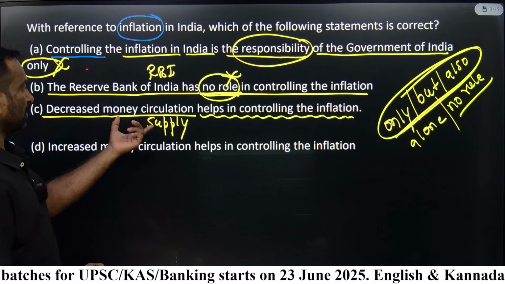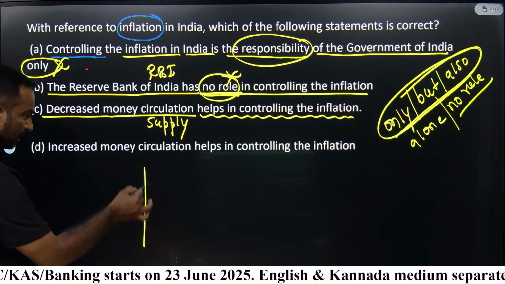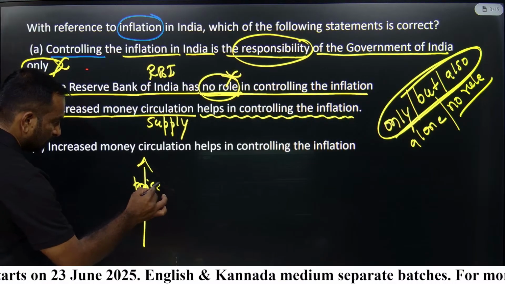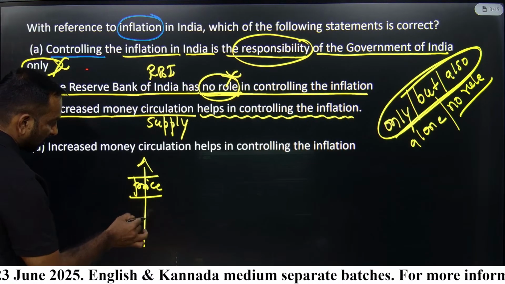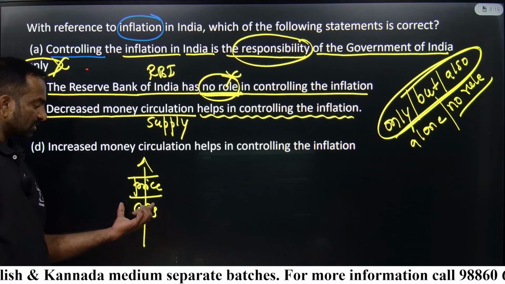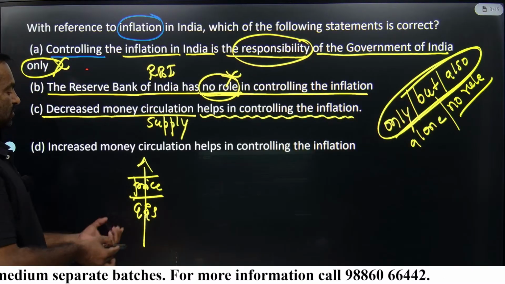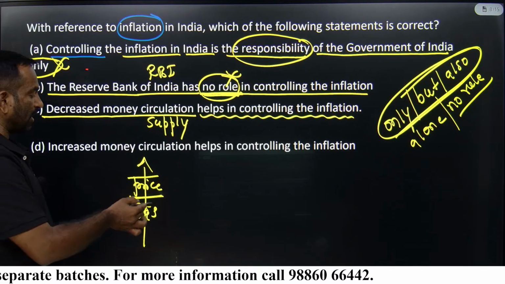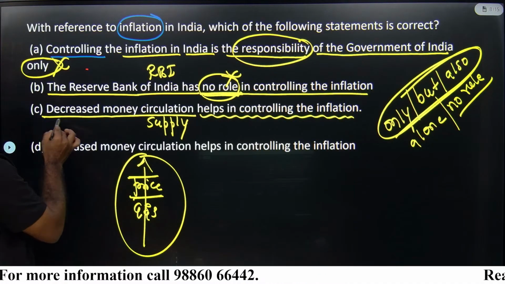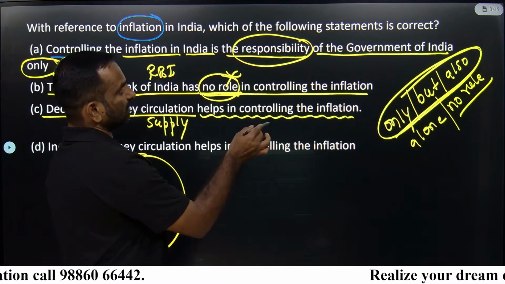Decrease in money circulation helps in controlling inflation. No. What is inflation? First understand the inflation. See, the general price rise of goods and services in the market is known as inflation. But what the examiner says is that decreased money circulation helps in controlling the inflation.